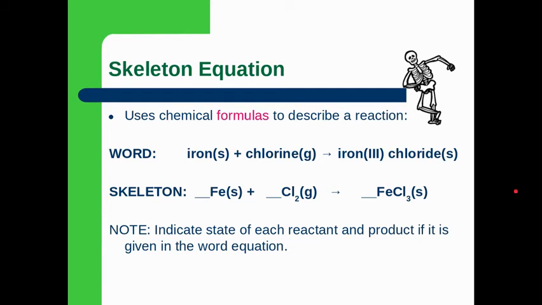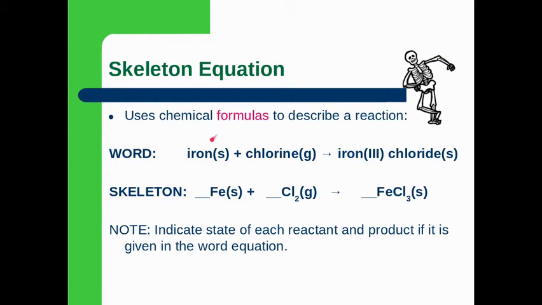All right, this is why it's been so critical to know how to write chemical formulas correctly, because a lot of times the description of a chemical reaction is in the form of a word equation, and then we need to take that word equation and change it into a skeleton equation so that we can balance it. Skeleton equation just uses the bare bones of the reaction and uses just symbols.